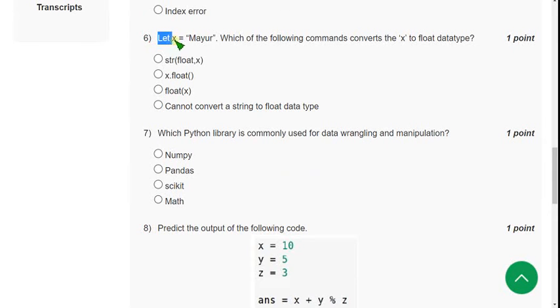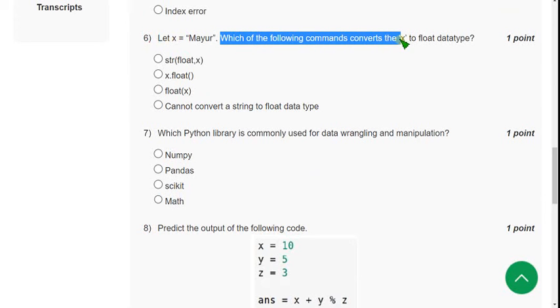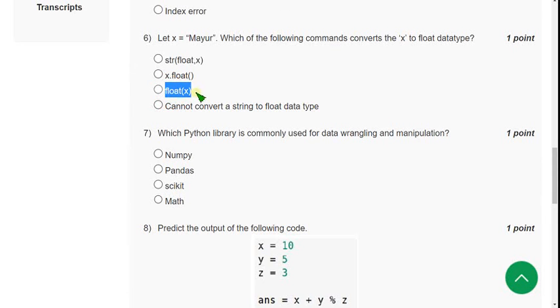Let x equals Mayur, it's a string, guys. They have enclosed it within double quotations, right? Double quotes. So x is a string. Which of the following commands converts the string x to float data type? So for the sixth question, the probable answer could be the third option, guys, float of x.